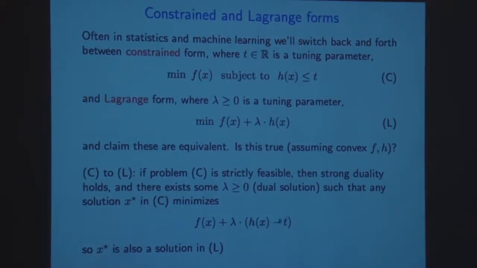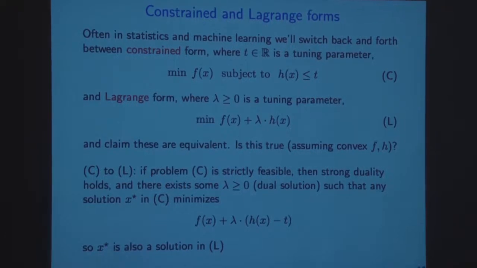But look, t here is a constant with respect to the minimization. So we've just said that actually it minimizes f of x plus lambda times h of x, which is exactly this problem. So there is some value of lambda, namely the dual solution, that we don't necessarily know ahead of time, such that the solution in the constrained problem is also the solution in the Lagrange problem. So any solutions of C are solutions of L for some lambda. That's what we just said.